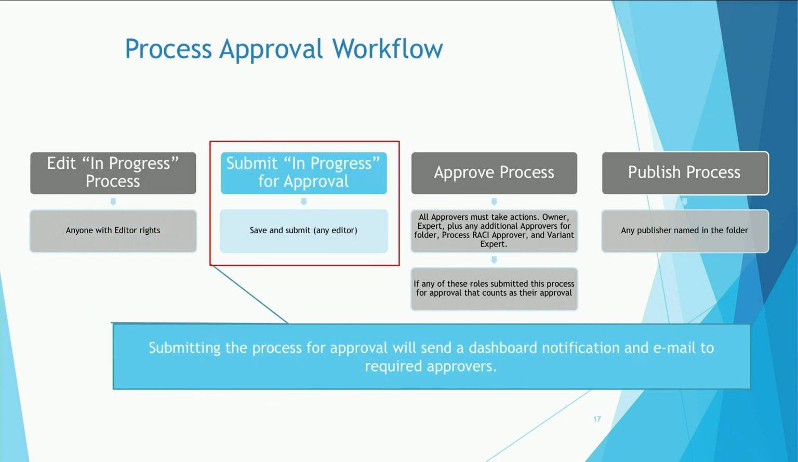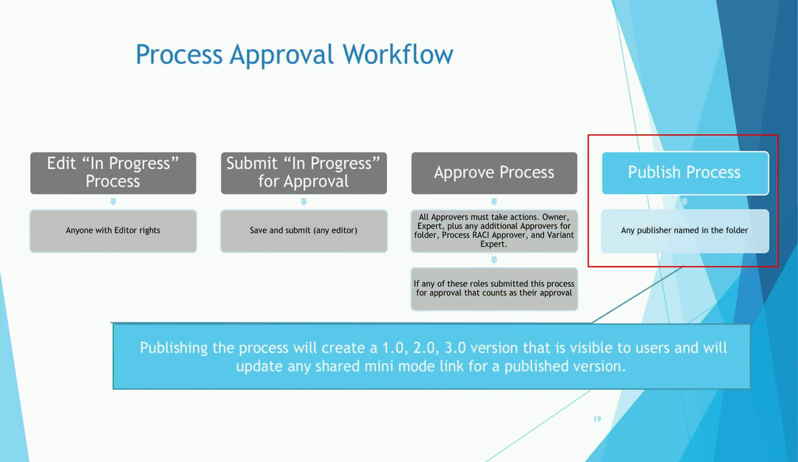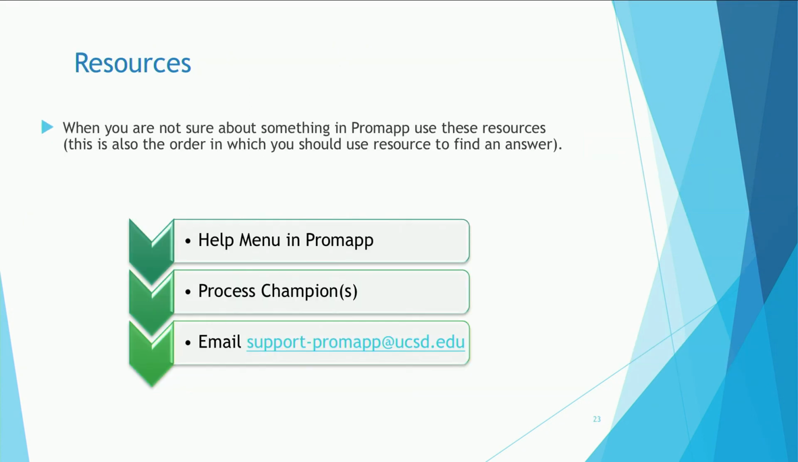The next step, once you've created a process, will be to send it for approval. Once you've done that, your process owner and your process expert, along with anybody that you've included on your RACI, will need to view the process and then approve it. Once they've approved it, it becomes published. The numbering you'll notice changes to a 1.0, 2.0 version, and now the map can be viewed by anyone across campus.